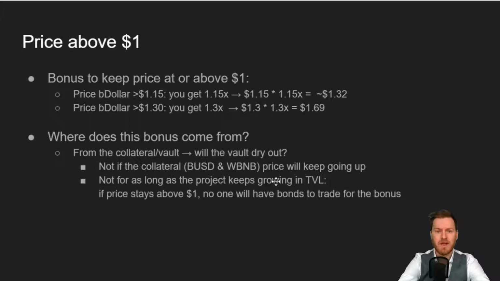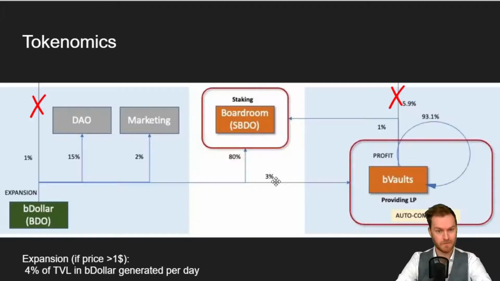But there are a couple of ways why this might work anyway, and that is that the price of the collateral is increasing, so the total value in the vaults will be increasing. Then there is the idea that as long as the project keeps growing, the price will be above $1 and there won't be any bonds generated because people cannot convert their BDO to bonds when the price is below $1. So no bonus needs to be paid out. And that's why it might work, which is kind of the "it works because it's not used" argument, which is not really a good one.